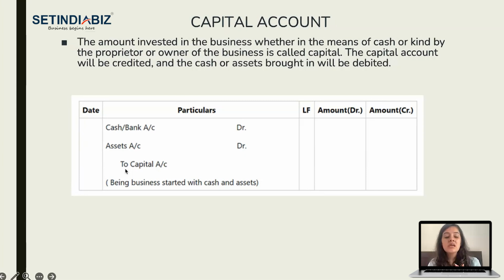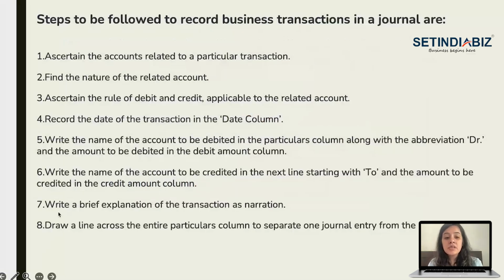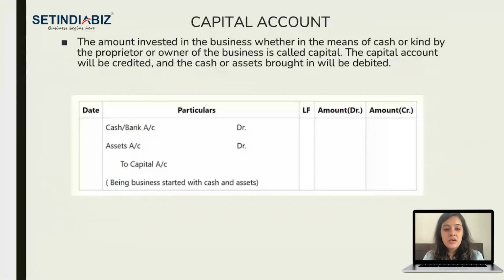And then this third entry is the credit entry. We start with writing 'To' and the name of the account, and that's it. For the credit entry, we do not use any abbreviation, Cr or something, nothing. We just start with 'To' and the name of the account, right? So this is how we proceed. Write a brief explanation of the transaction as narration, right? And in the end, we just narrate like this.